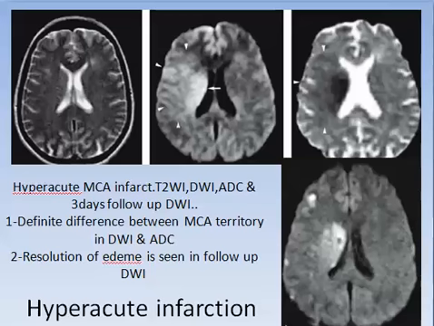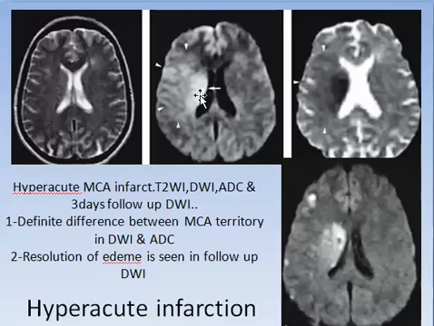Now this is a hyperacute infarct shown in T2 weighted images as something subtle. You cannot notice it, and here you find it in the diffusion as core and faint penumbra. In the ADC map the definite core is seen, so this is a point of differentiation between the core and the penumbra by the diffusion and the ADC.